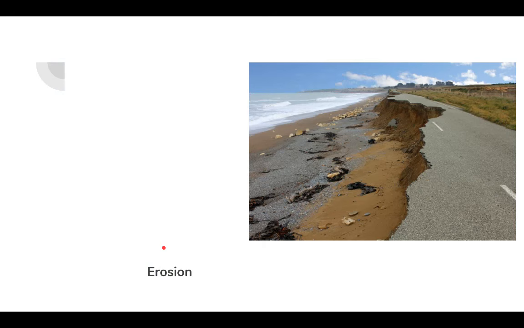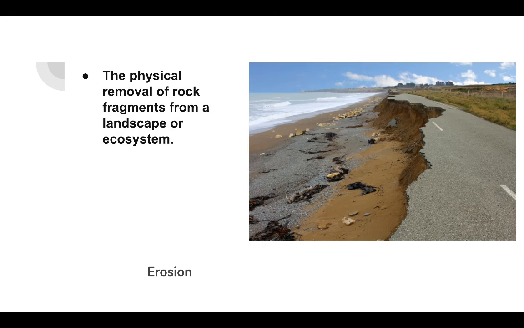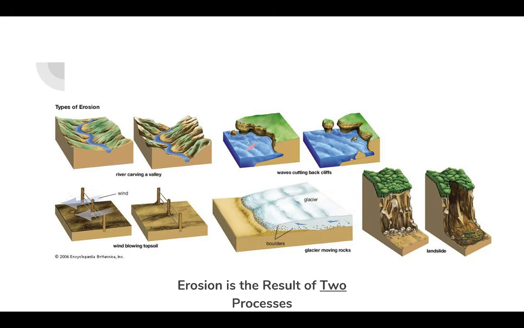So we have our two types of weathering, our mechanical and chemical. So rock is being broken down at the surface. As I mentioned before, that's making a mess. Think of erosion as cleaning up that mess. So erosion is going to physically remove the rock from the landscape or ecosystem. And this is mainly done by water.